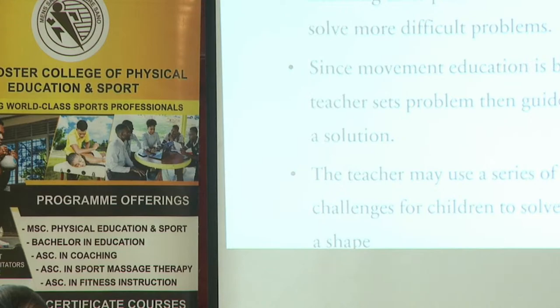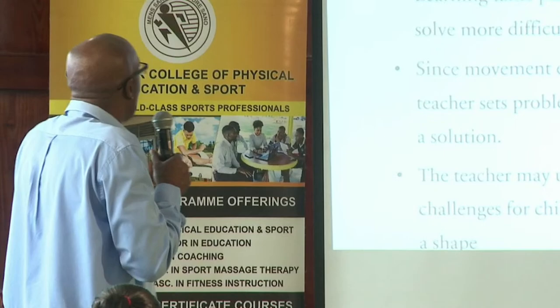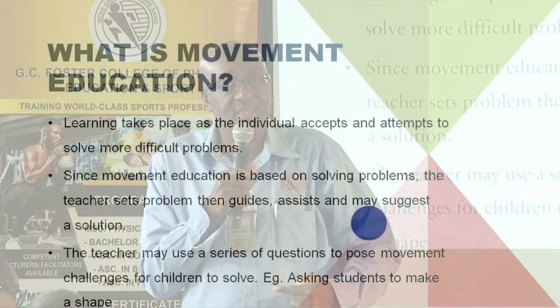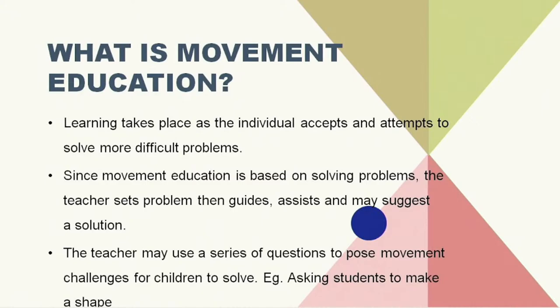Learning takes place as the individual accepts and attempts to solve more difficult problems. So the more complex the skill is, where the individual now has to what? Think about it, reason it, etc., etc., in order to get the complex skill. Since movement education is based on solving the problem, the teacher sets the problem, then guides.